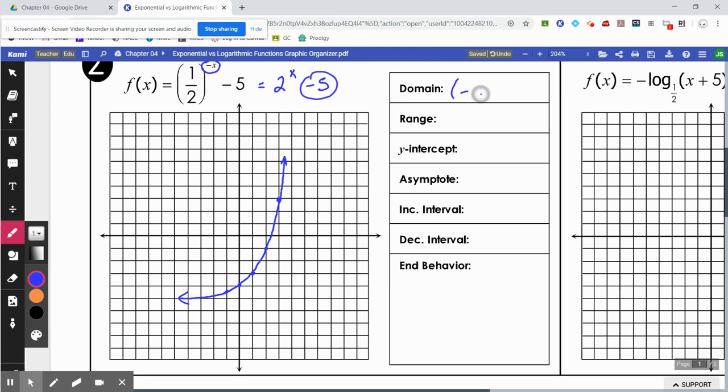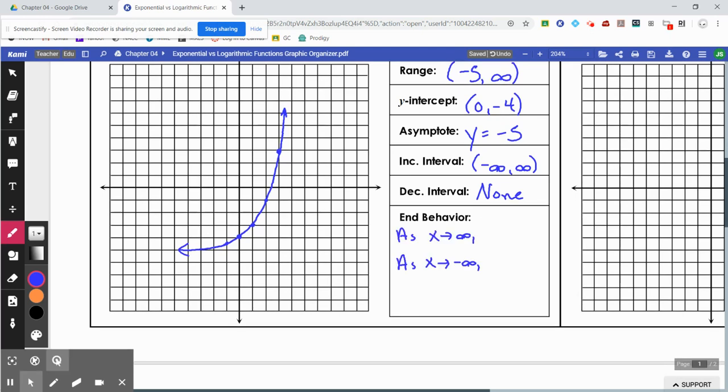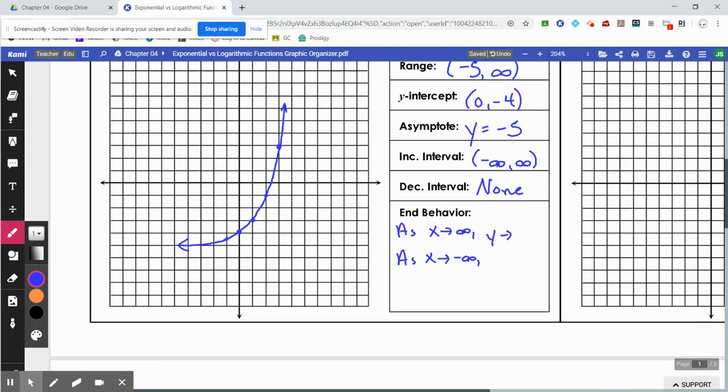Your domain here is all real numbers for exponentials. Your range, your asymptote line, since it got shifted down to -5, that means your range would be from -5 to infinity. Your y-intercept is located right here, and that's at 0, -4. You're increasing for the life of the graph from negative to positive infinity, and you are never decreasing. And your end behavior, as you travel to the right, your graph goes up. As you travel to the left, your graph approaches that asymptote line of -5.